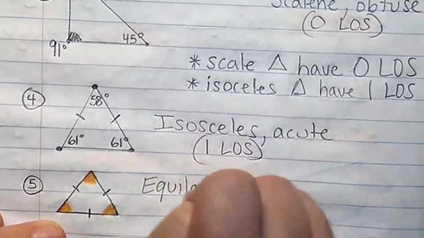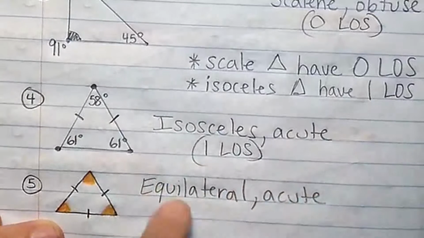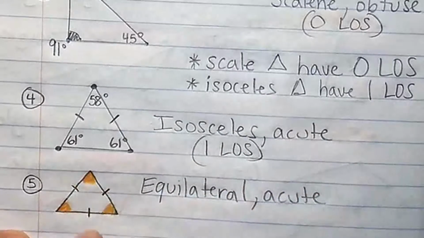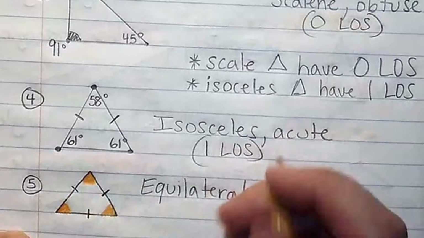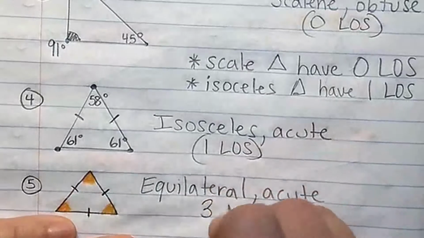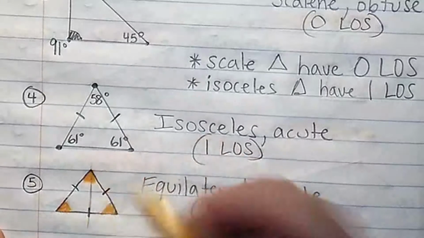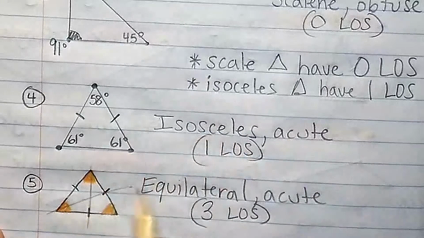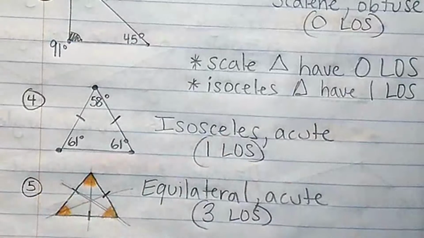Equilateral, acute. It's equilateral because all 3 sides are equal. It's acute because all of them are acute angles. And an equilateral acute would have 3 lines of symmetry. Because I could split it right here, I could split it right here, and I could split it right there. Those would be my 3 lines of symmetry.